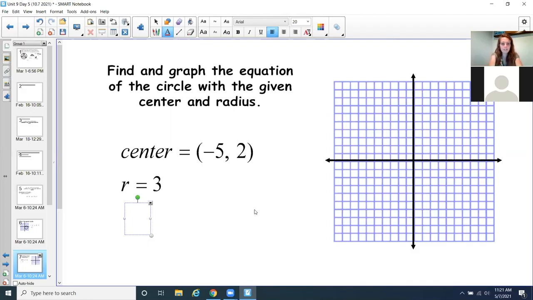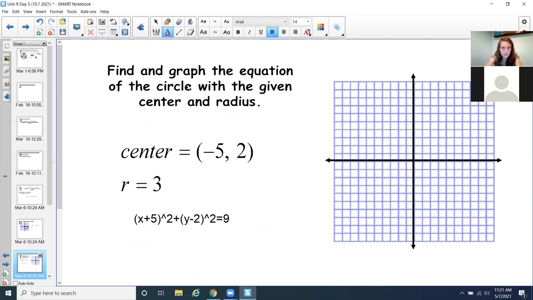Okay, good. So we're going to have x. Also, don't forget that these are all squares. So we have x plus 5, because it's going to be the opposite. It's like a minus and -5. All of that squared plus y minus 2, all of that squared, equals 3 squared, which we're going to go ahead and simplify to 9.